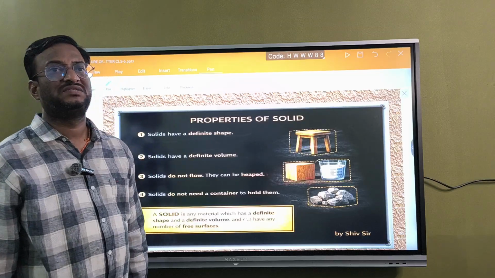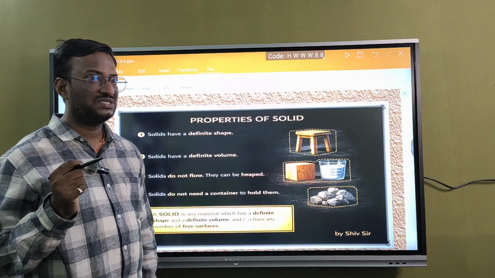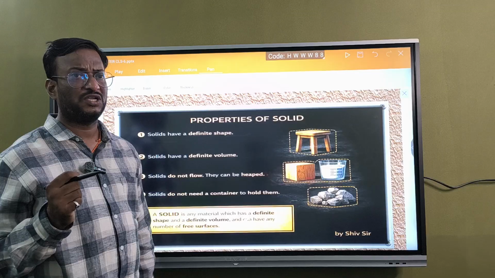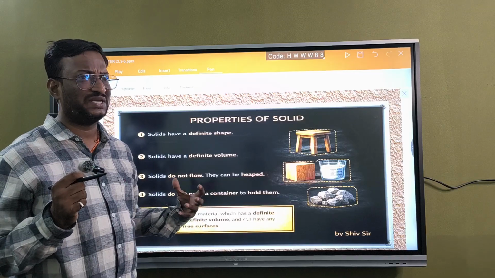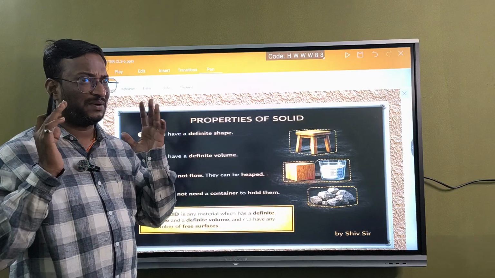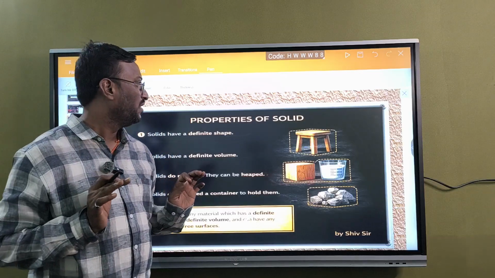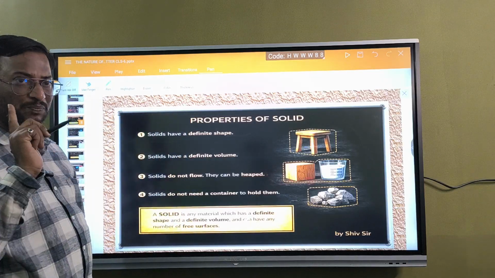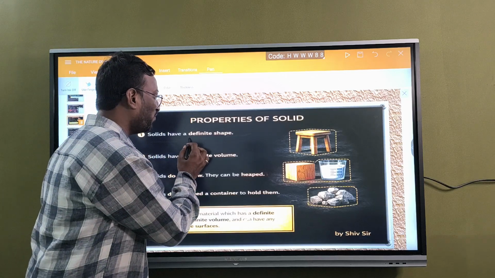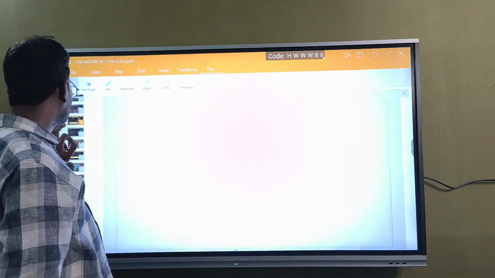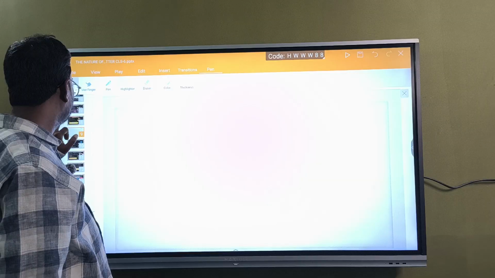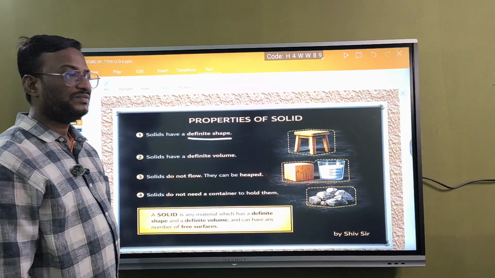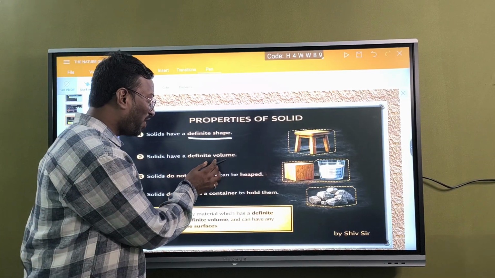Properties of solids. See children, you have to listen carefully so that you can understand the things. These are very basic concepts you should keep in mind. What are the properties of solids? The first property is that solids have definite shape. What is the first property? Solid will have definite volume.